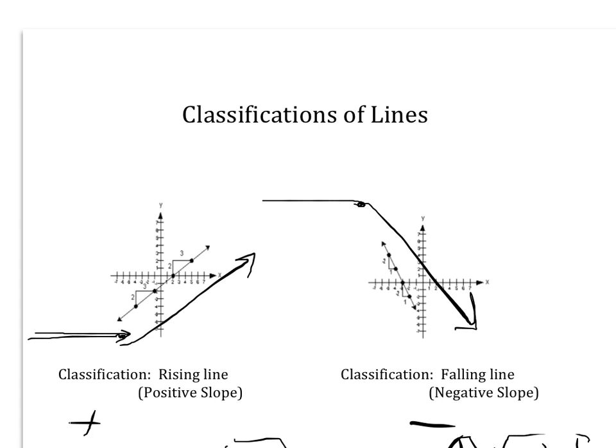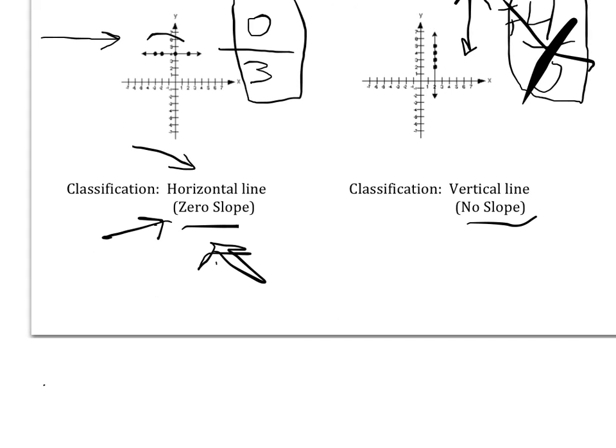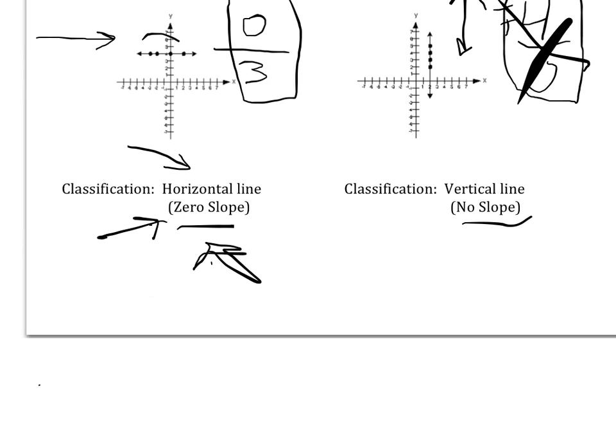Let's quickly review the classifications. A rising line here has a positive slope. A falling line here has a negative slope. A horizontal line has 0 slope, and a vertical line has no slope. Let's just go back to this falling line with negative slope classification.